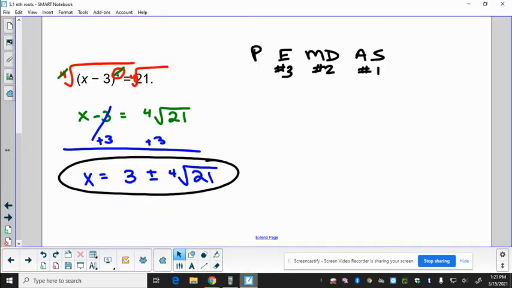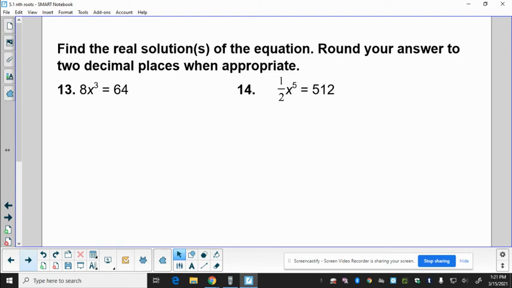Now, if you want to, you could put those into your calculator as well to get an approximation. Depends on the directions. Okay, in this case, it does ask you to do it. Let's go ahead and try these out. Try 13 and 14.